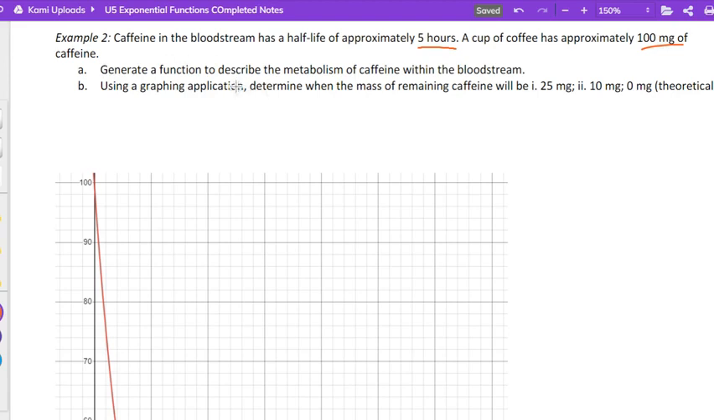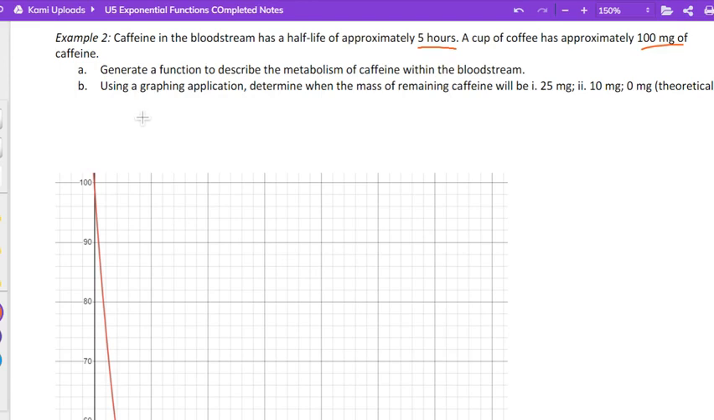Generate a function to describe the metabolism of caffeine within the bloodstream. So we've been given the graph here, right? Did you get the graph? Yeah, you did. All right. But let's write the equation of this function. So what do we know about this function?